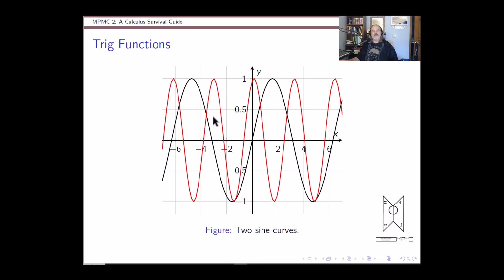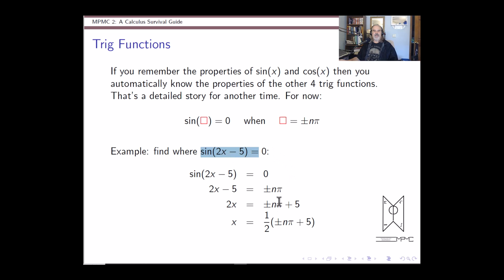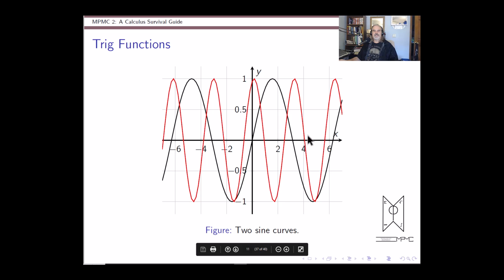Now this graph is a mess. The black curve is just the garden variety sine of x. It hits 0. It has a root when x is 0, when x is pi, 3.14-ish, when x is 2 pi. Now, the sine of 2x minus 5 has these other locations of roots, but you can see where they are because that red curve is the sine of 2x minus 5. So the roots have shifted a little bit, but there's still lots of them, and they're still relatively easy to locate.